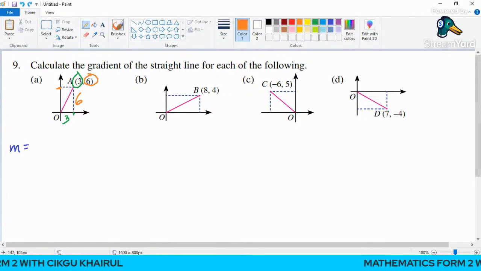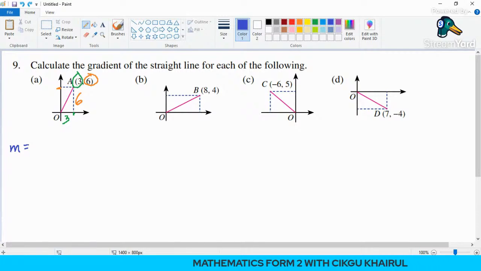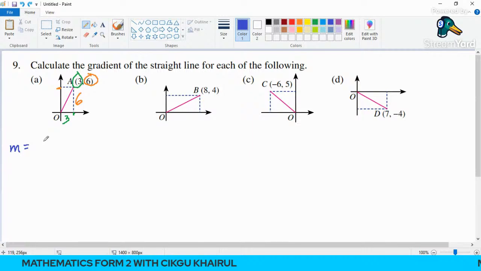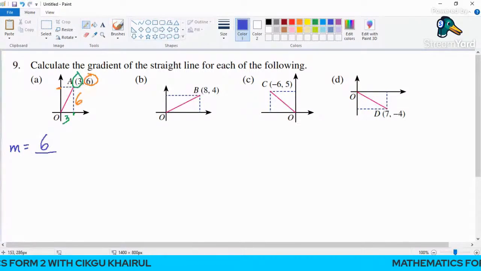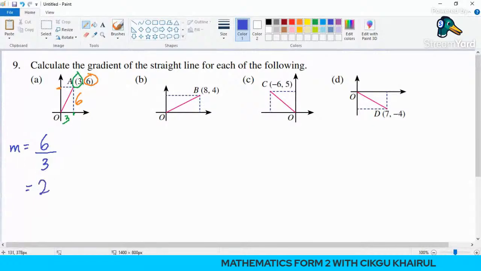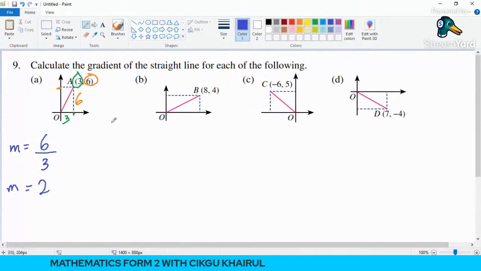Okay, so now we can write the answer, gradient for question number 9a. Vertical 6 divide by horizontal 3. And we can simplify the answer, 6 divide 3 equal to 2. So the gradient for question A equal to 2.